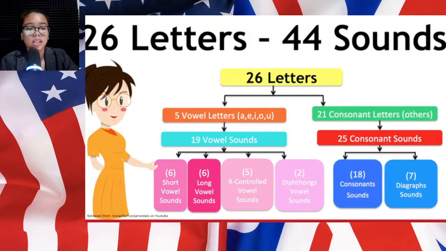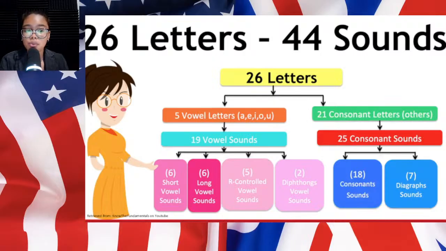But here in English, there are 19 vowel sounds for five vowel letters: A, E, I, O, U. So these five vowel letters have multiple sounds in English. Okay? So that's what makes it complicated. And then for 21 consonant letters, there are 25 consonant sounds.